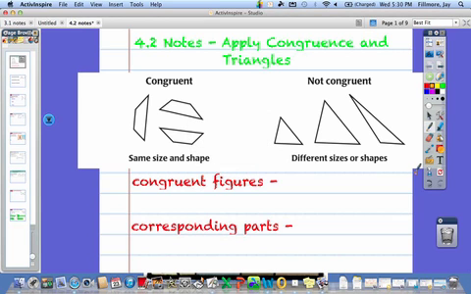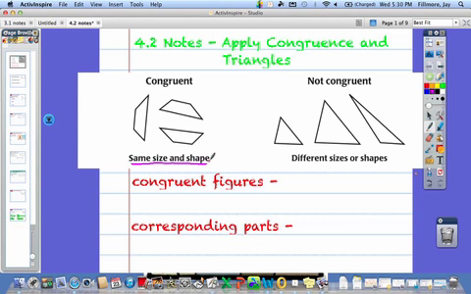and gentlemen. Today we're talking about section 4.2, which is applying congruence in triangles. And let's start by talking about what it means to be congruent. What you all may remember from middle school is that to be congruent, two shapes have to be the same size and the same shape.